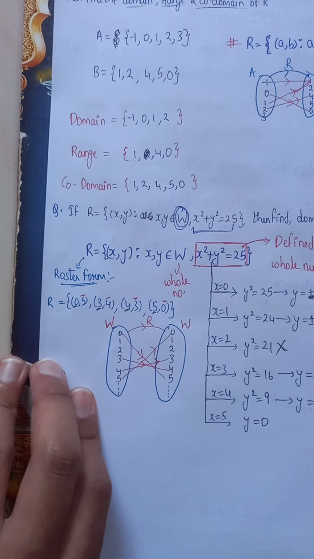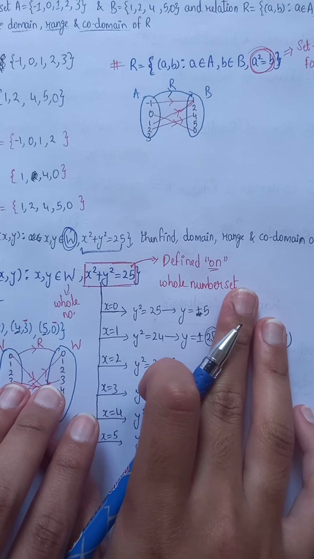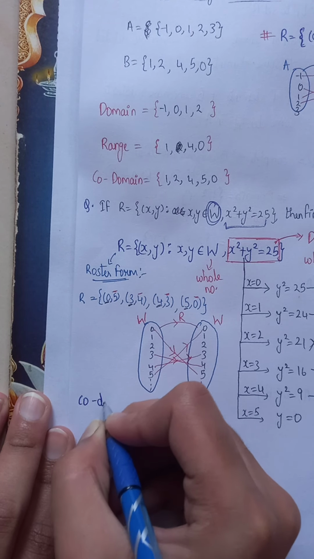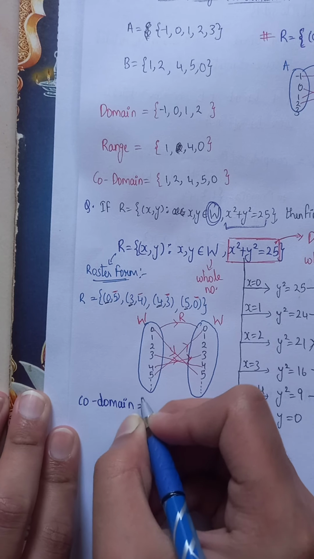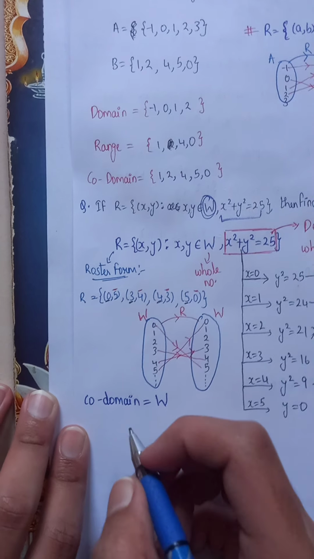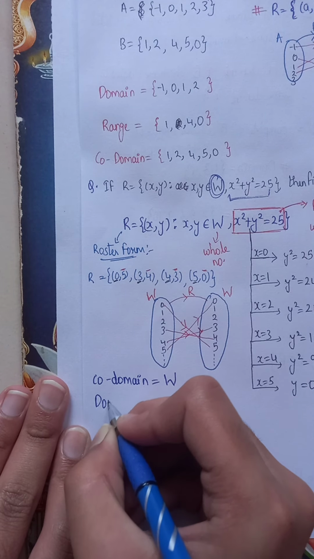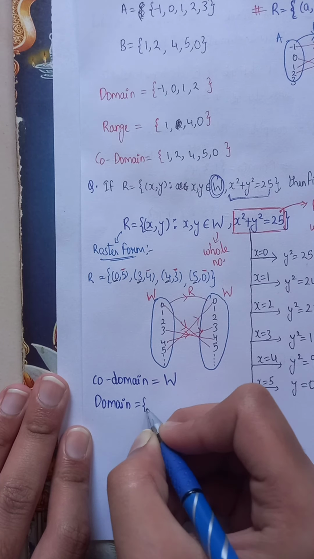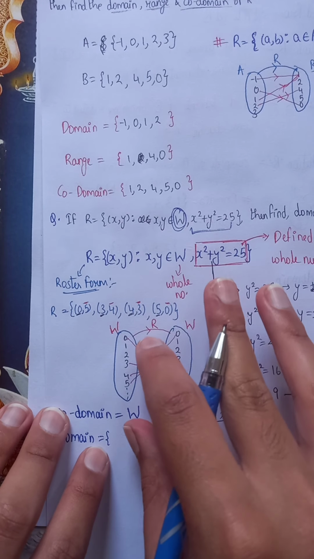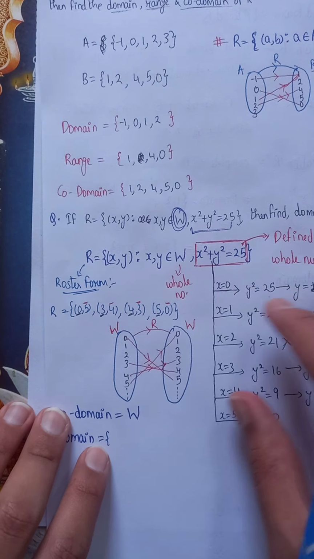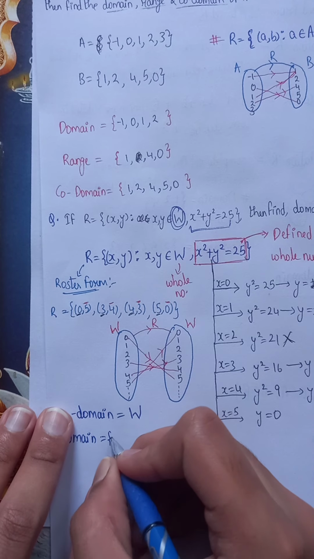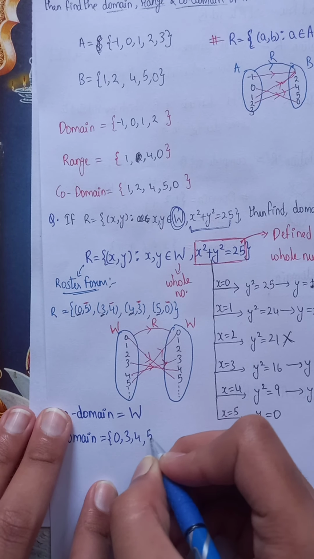Okay, so let's write the domain, range, and codomain. First let's write the codomain, since it's easy to write. What is codomain? The complete set which is written on the right here. These whole numbers are written, so we just write W. Next, domain. What is domain? Those elements on the left side which are related to some elements on the right side. So what are the elements which are related? 0 3 4 5.